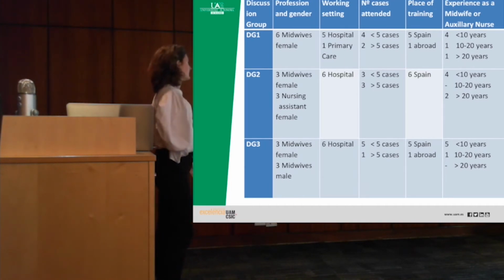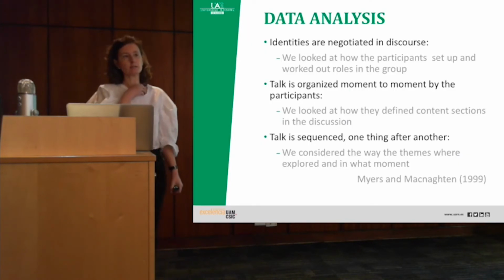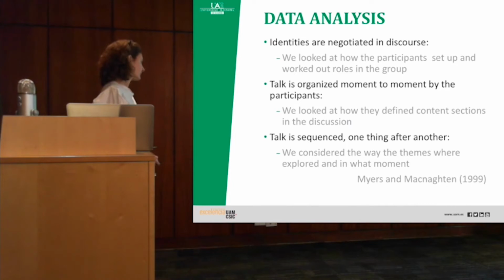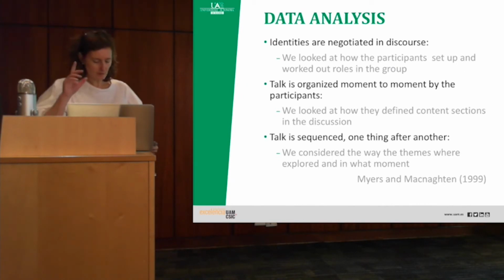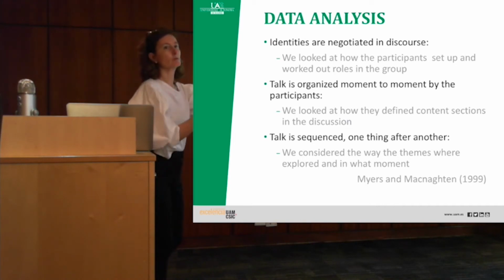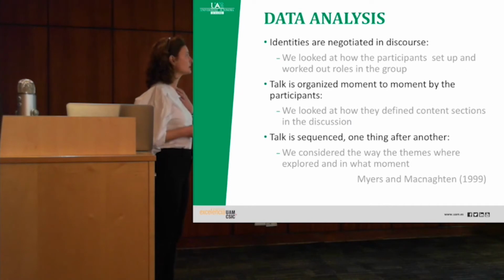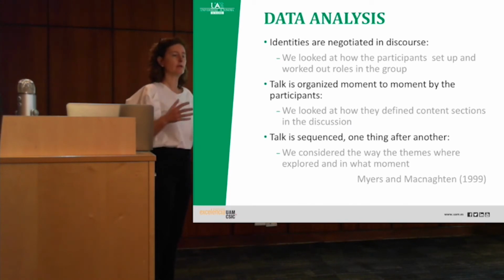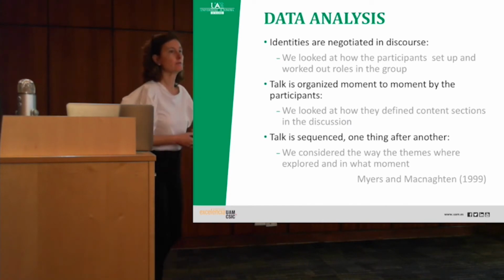What we did with these discussion groups is that we analyzed this data following some of what Myers and Manhattan think, in Barbour and, I cannot remember the other author, in this handbook of Barbour. Anyway, these authors, Myers and Manhattan, say that identities are negotiated in the discourse. So what we did is that we looked at how the participants set up and worked out roles in the group. So that is what we first did with our field notes.